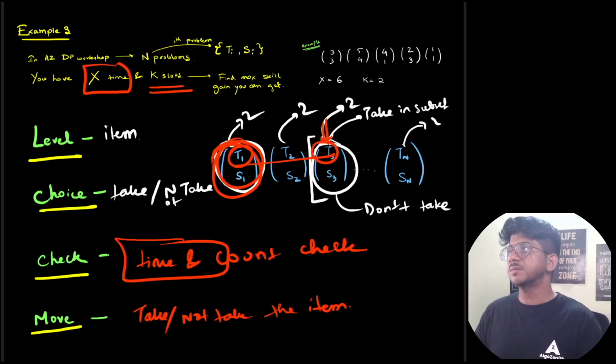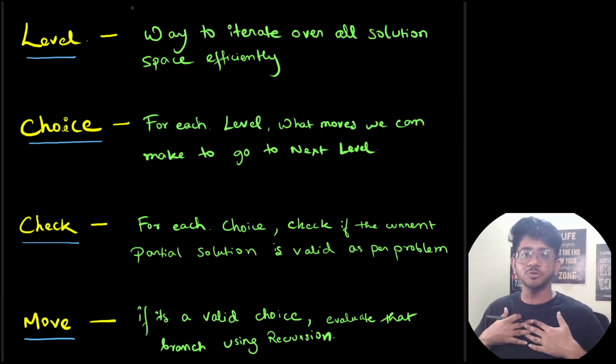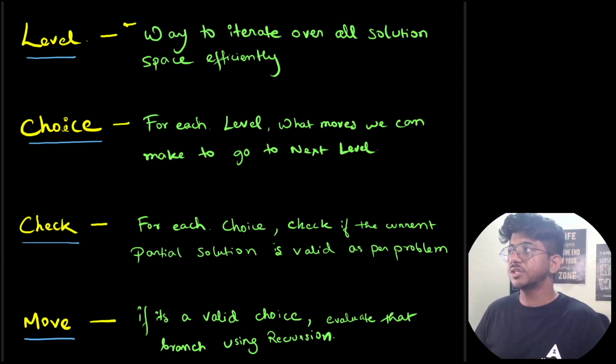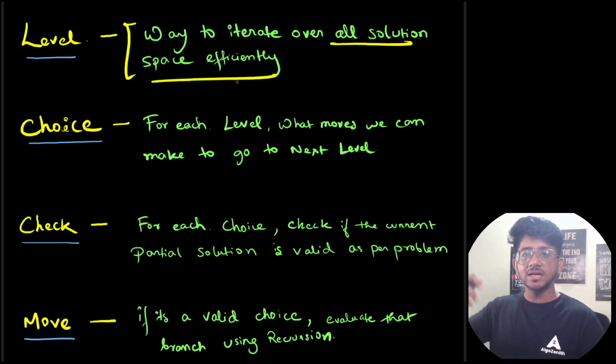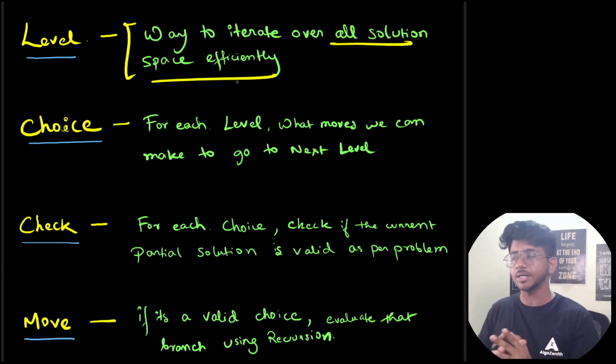So these are simple, very high-level definitions. I'm not a person who makes definitions very well, but just try to understand the level definition. It is the way to iterate over the whole solution space efficiently. Just like in the last problem, the level was going through all the items and deciding what we do with each. That actually explores all options, right? Because for every item, if we decide between the two options, to take it or not take it in the subset, we actually explore every possible solution.